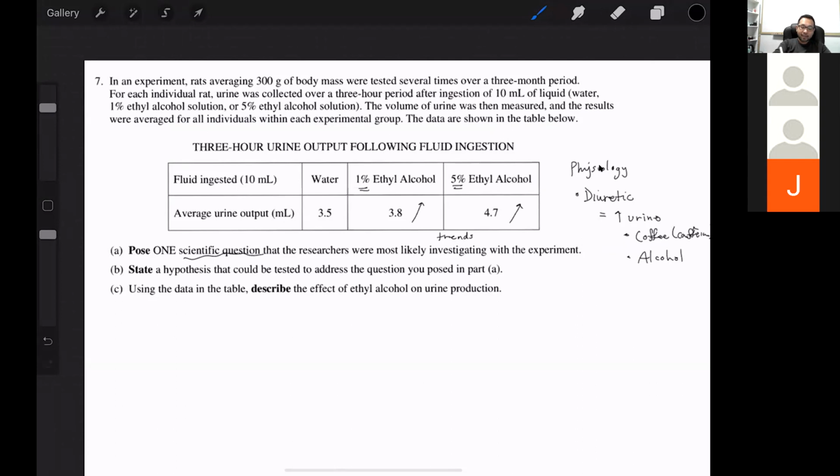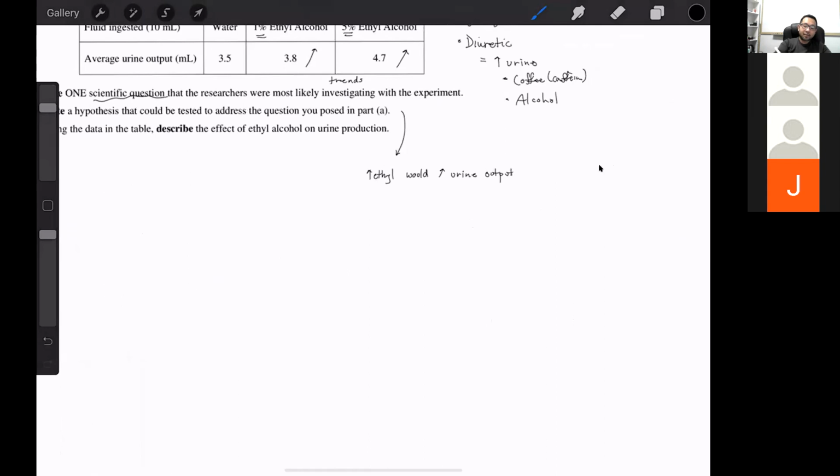The hypothesis that could be tested would be that an increase in ethyl alcohol in fluid ingested would result in an increased urine output. And this hypothesis could be tested using a linear regression. So for example, right now we have, let me draw that a little bit straighter, water, 1%, and 5%. You could imagine we can continue onwards, and say average output is 3.5, 3.8, and 4.7. And we might be able to get a model of how ethyl alcohol may affect this particular rat's urine production, or the species' urine production.